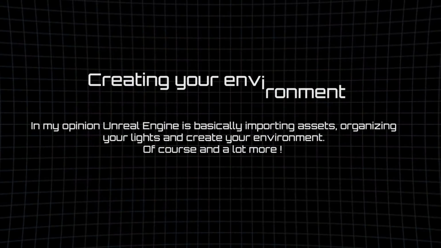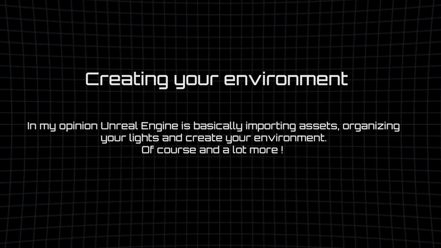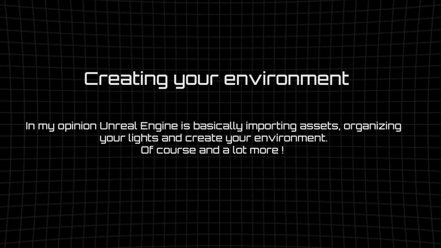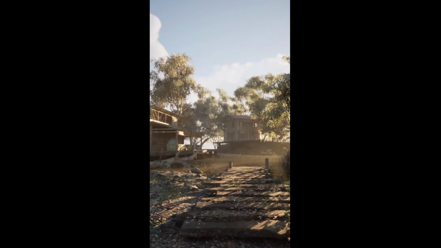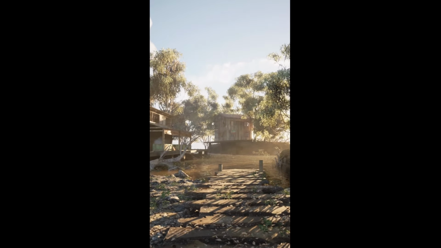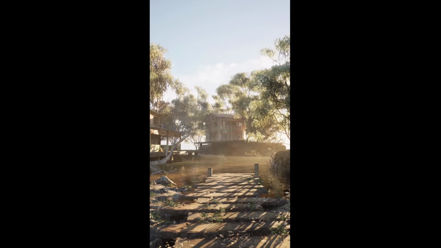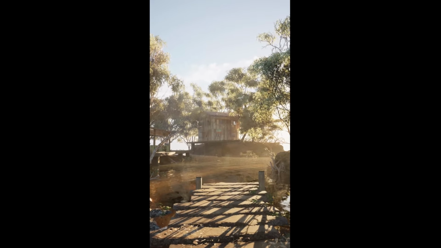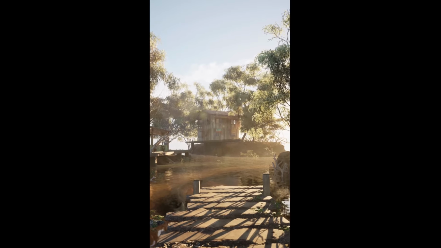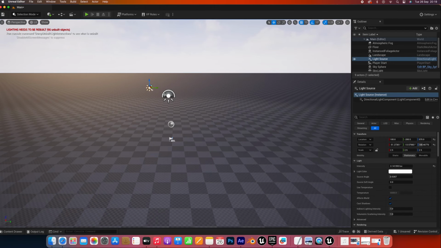And second, creating our environment. In my opinion, Unreal Engine is basically importing assets, organizing our lights, creating your environment, of course, and a lot more. I selected one light source and pressed Ctrl L in order to control my sunlight.